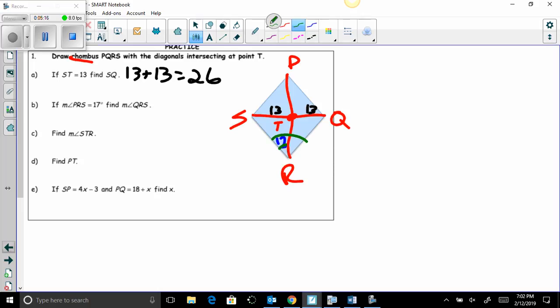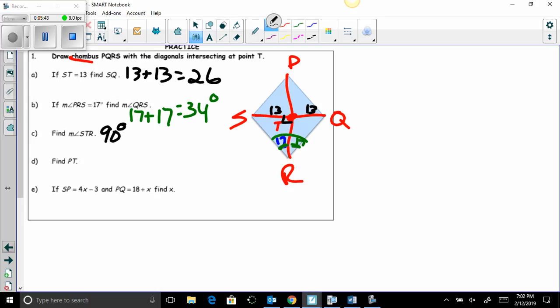Well, if this one's 17, don't the diagonals bisect opposite angles? So wouldn't this one be 17? Then the whole thing would be 17 plus 17, which equals 34 degrees. All right, the measure of angle STR. So think about where STR is. That's this angle right here. Well, we know that diagonals are perpendicular, so if they're perpendicular, they make 4 90-degree angles, so that has to be a 90-degree angle.